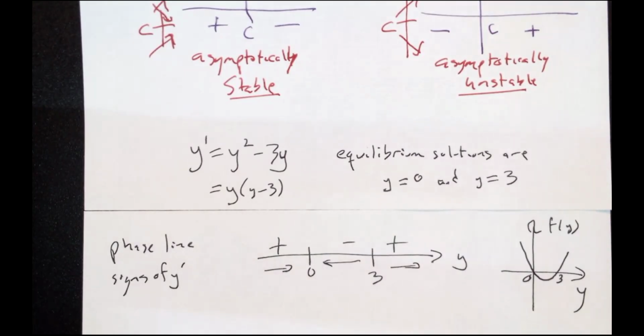Which one's stable? Which one's unstable? Which one's semi-stable? 0 is stable. And 3 is? We're going away from 3. We're going in towards 0. Are any of them going in the same direction on both sides? No. So there are no semi-stables. Which means if we were to draw the slope field, we would have 2 horizontal asymptotes.